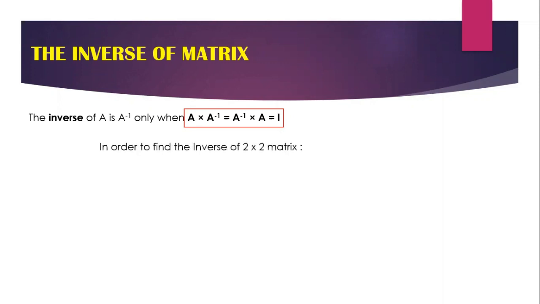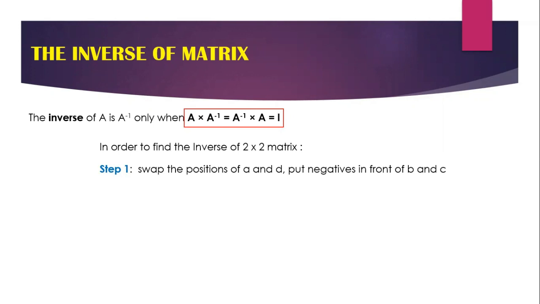In order to find the inverse of a 2 times 2 matrix, there are 2 steps to follow. Step 1, swap the position of A and D, put negative in front of B and C.